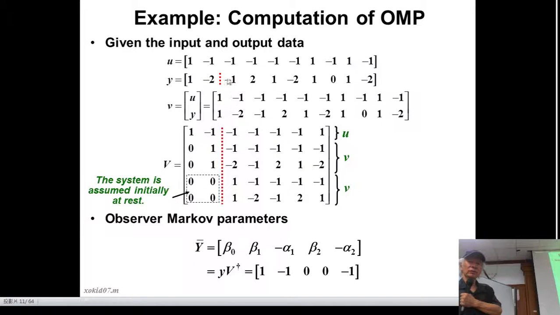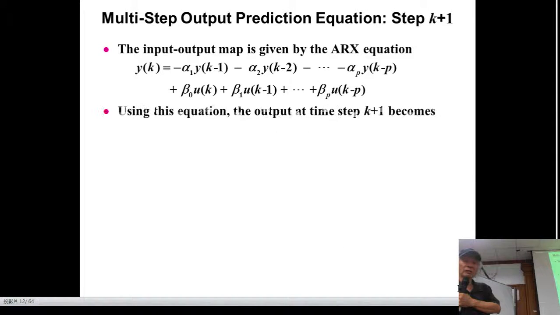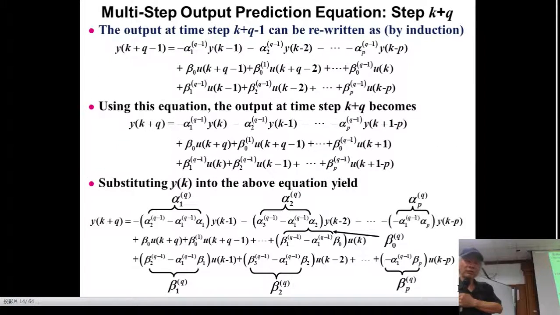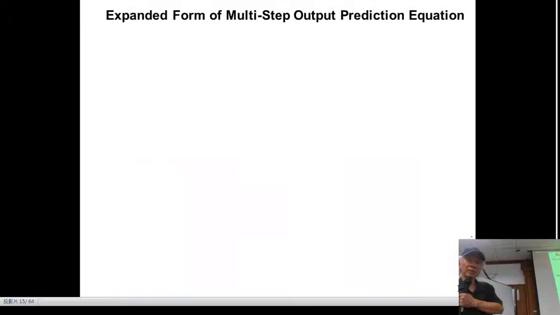The data I gave you is very similar to the data I put in these examples. So your homework 10 is very similar to this example. You can just follow this example to form your V matrix and solve for alpha and beta. As soon as you solve alpha and beta, you will be able to do the output predictions. There's a formula there, but I'm going to skip that because we already talked about it before.